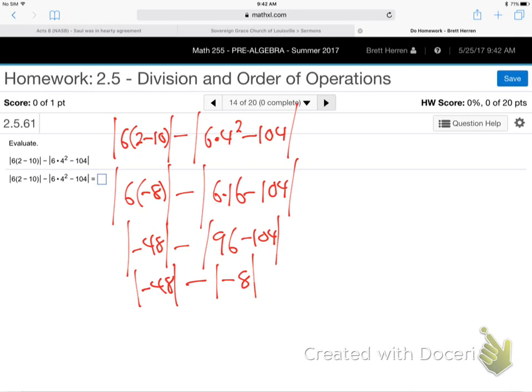So this will become a positive 48, right? It'll get rid of that minus sign, and it'll get rid of that minus sign, positive 8. But the one in the middle is still there, because it was not between two absolute value bars. Just the other two get canceled out, right? And then the absolute values vanish. They do their job, make it positive, then they vanish. And 48 minus 8, 40.